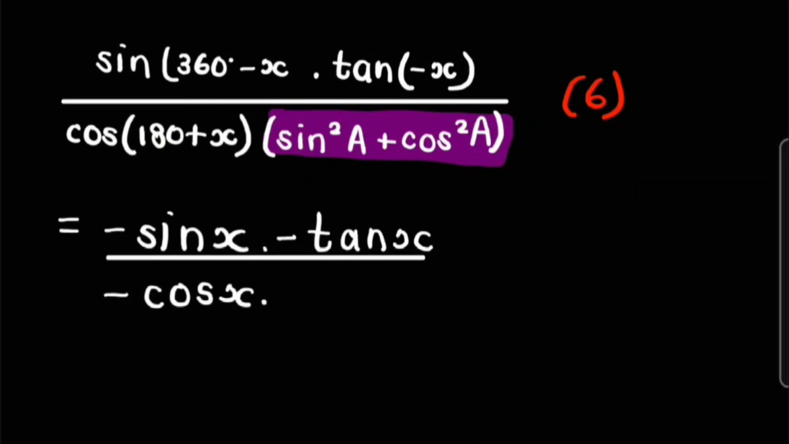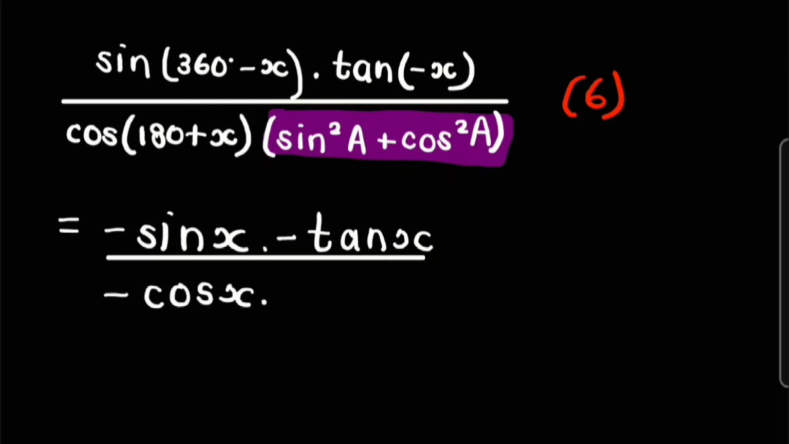Now you may be wondering, where does a come from? Because all along we've been working with x throughout. And now suddenly we have a. But here's the thing. This bracket is representing one of your identities.